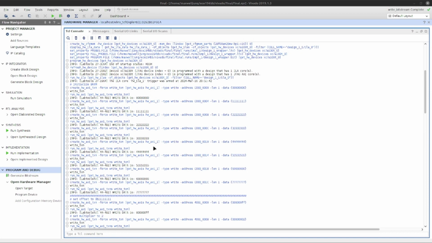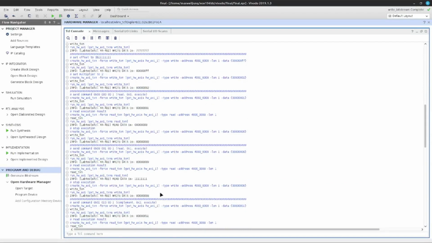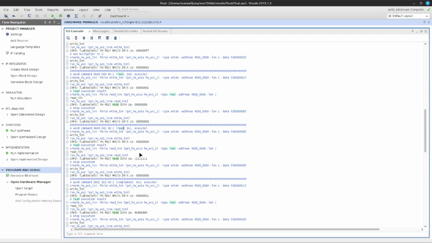Here you can see the results of my technical commands. So the first block writes to the BRAM. The second block writes the offset and the multiply GPIO. This command reads address and data 0, which is 0. And then this command reads address and data 1, which is 1.